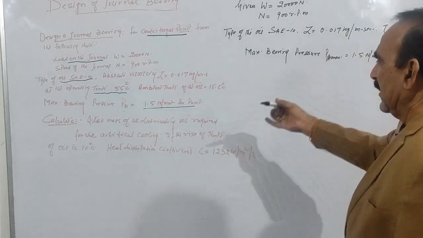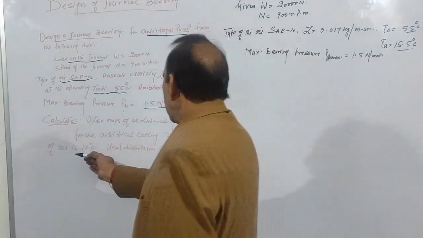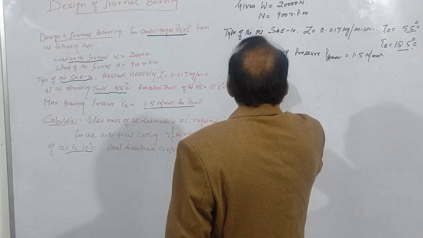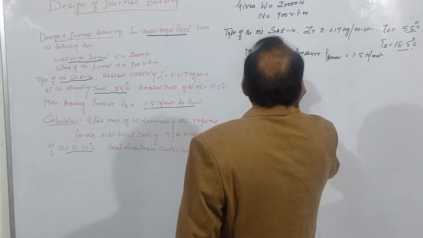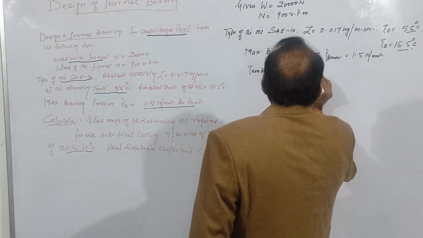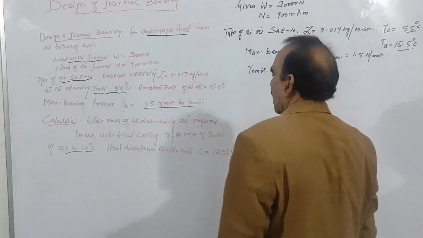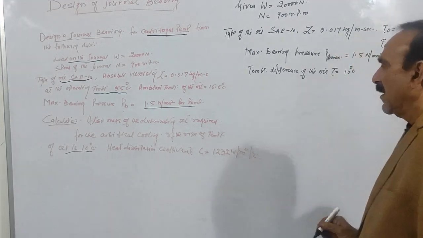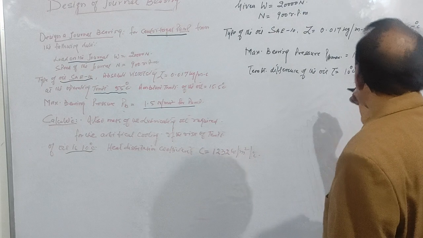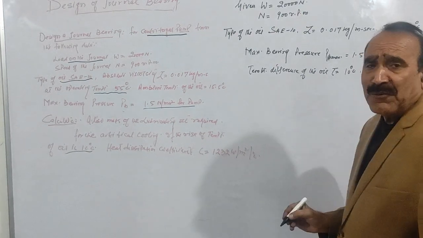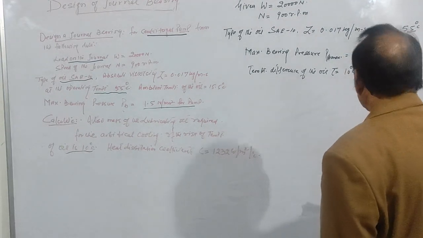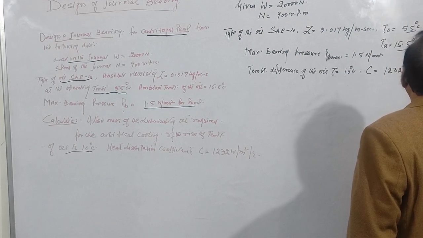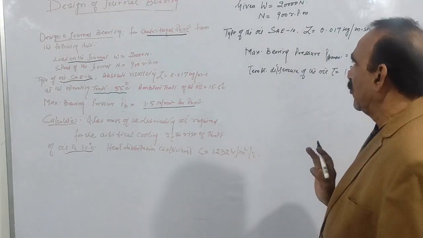So, the rise of the temperature of the aisle, means temperature difference of the aisle, T. This is given as 10 degrees centigrade, right? And also what is given? The value of C is given. You do not need to assume the value of C, it is given. This is 1232 W per meter square into degree. So these things are given to you.